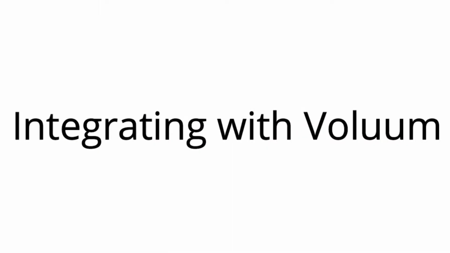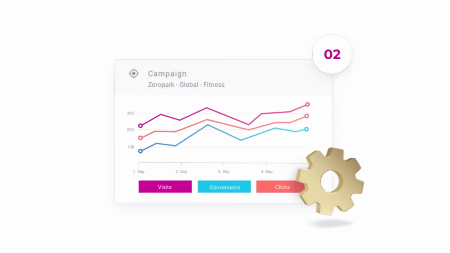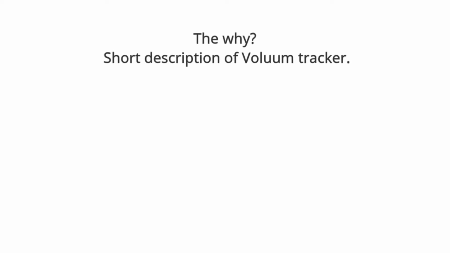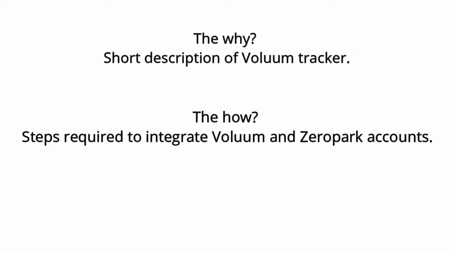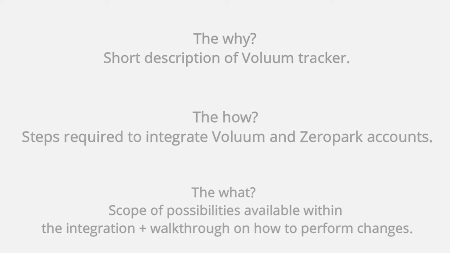All right, great. So let's talk about integration with Volume. Since Zeropark is integrated with Volume, you can do everything in one dashboard, which basically means you don't need to go between different screens and do quick bids on the fly, and you have more control over your campaign. The following video is going to talk about the why, so we're going to go over a short description of the Volume tracker, and the how, so we're going to talk about the steps required to integrate Volume and Zeropark accounts, and the what, your scope of possibilities available within the integration, and a walkthrough on how the platform changes.